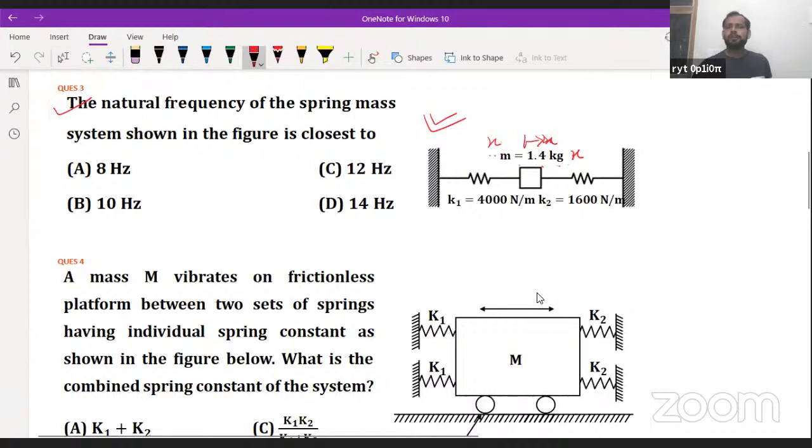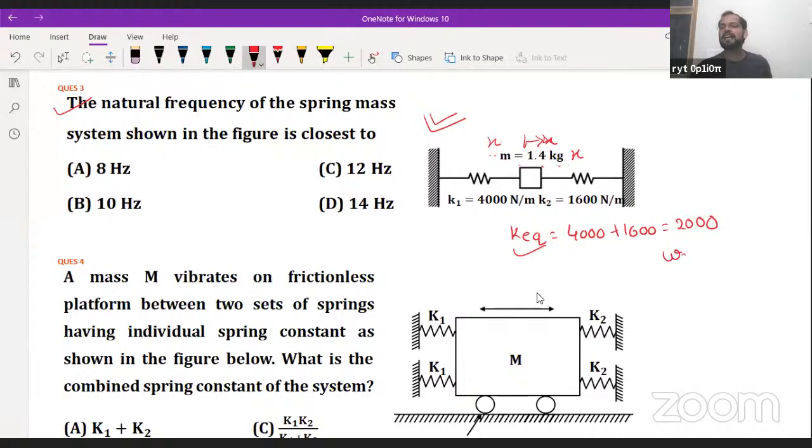So as you know, from here you can easily calculate the K equivalent. So what will be the K equivalent? That is K1 plus K2. That means 4,000 plus 16,000. So from here you will get 20,000. You have the value of K equivalent.